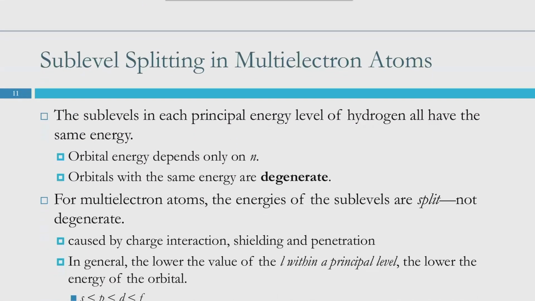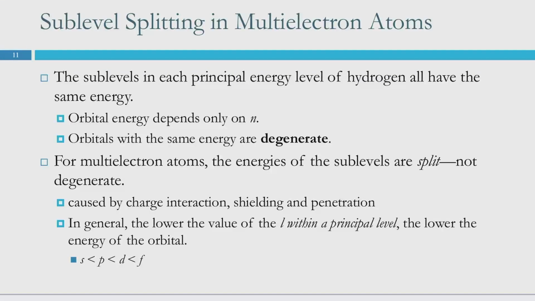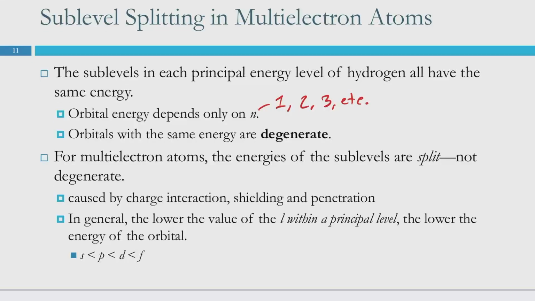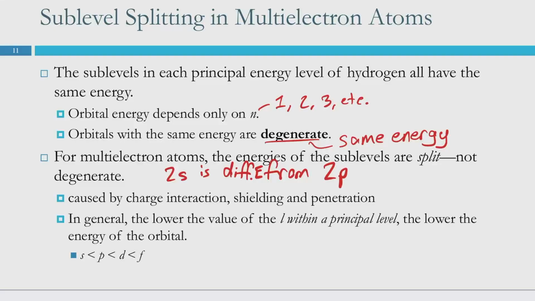If we have multiple sublevels, for hydrogen, the orbital energy depends only on the n number. And any of the orbitals with the same energy we call degenerate. Degenerate just means the same energy, which I think is funny. It's not the degenerate that we normally think of. For multi-electron atoms, the energy of the sublevels are split. So 2s is different from 2p, for example. Different energy from 2p. And this is caused by a couple of things: charge interaction, shielding, and penetration.